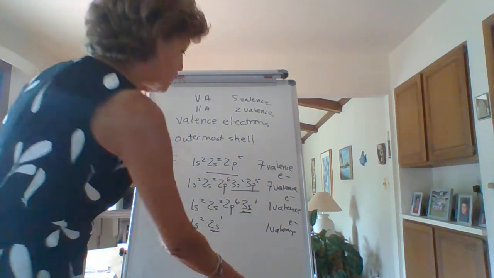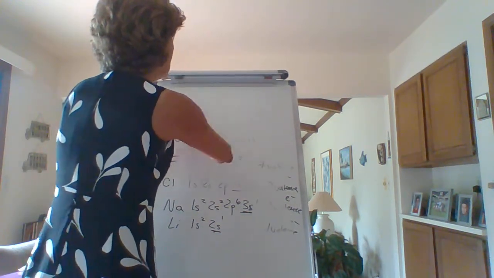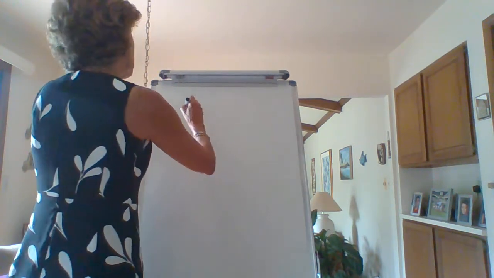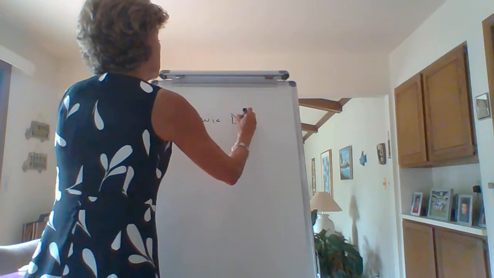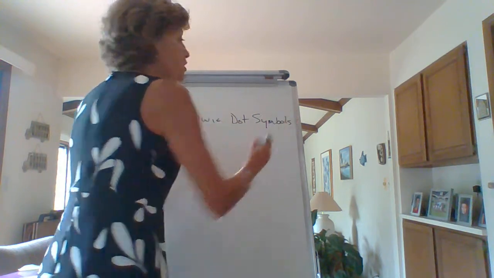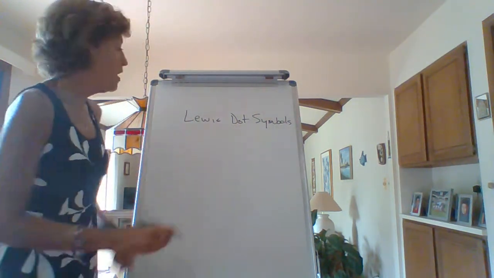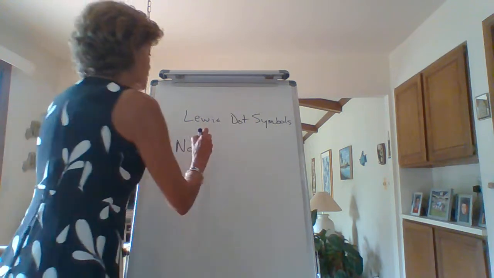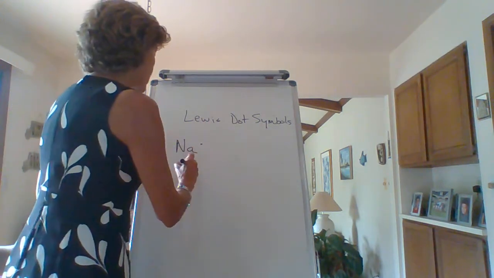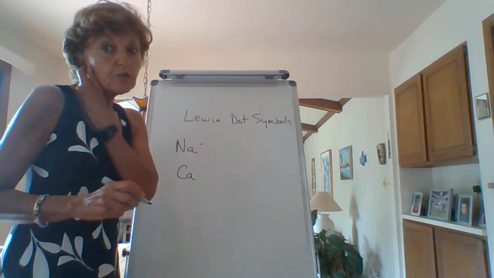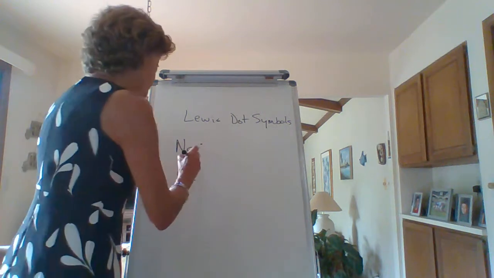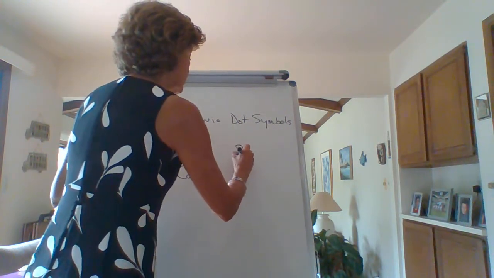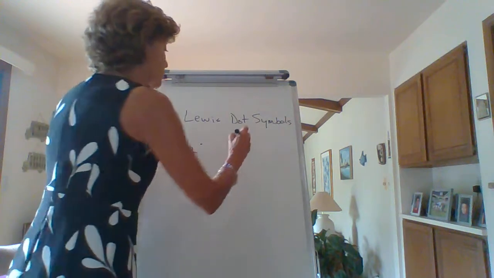Okay, so what are we going to do with all that? We're going to do something called Lewis dot symbols that will just represent the valence electrons. And you just show the valence electrons in the Lewis dot symbol. So if I have a sodium, how many valence electrons did we say that sodium has? 1. So you put 1 dot. Okay. If you've got a calcium, it's in group 2A. How many valence electrons? 2. 2 dots. Okay. If you've got a boron, boron is in group 3A, 3 dots.